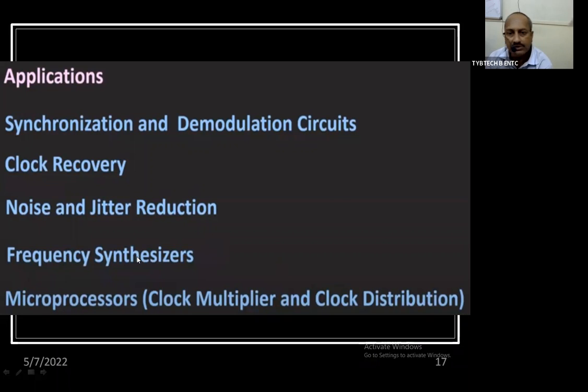The frequency synthesizer is the same concept: whatever input frequency comes in, you can increase or decrease this frequency by using a multiplier or divider. That is the frequency synthesizer. Noise and jitter reduction: we all know noise consists of high frequency components available in the signal, and that can be reduced. At the same time, the jitter. What is this concept of jitter? Does anybody know?